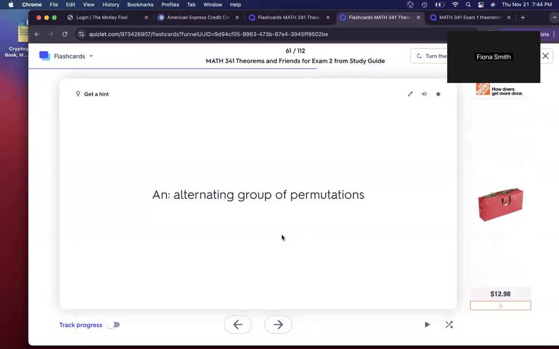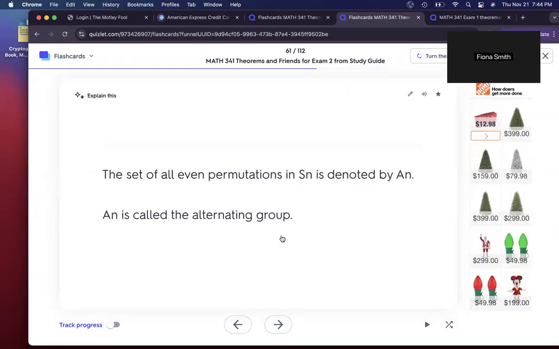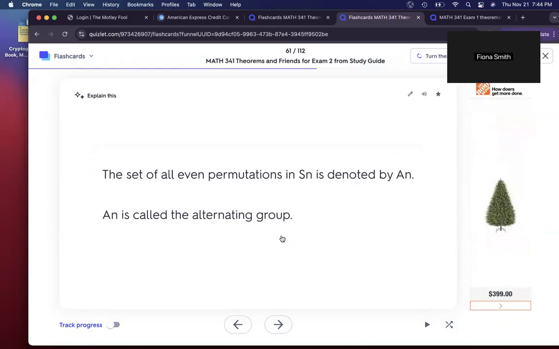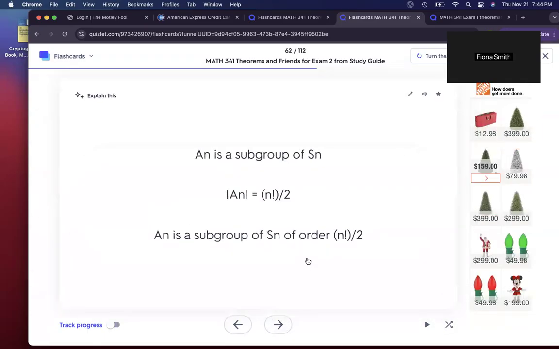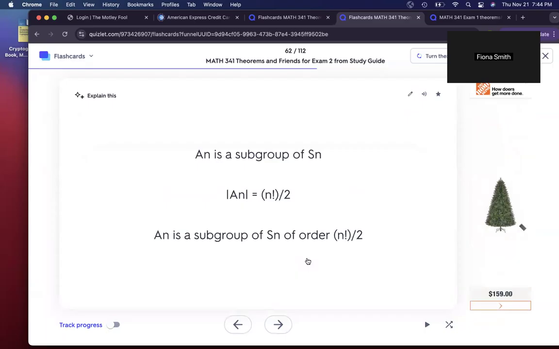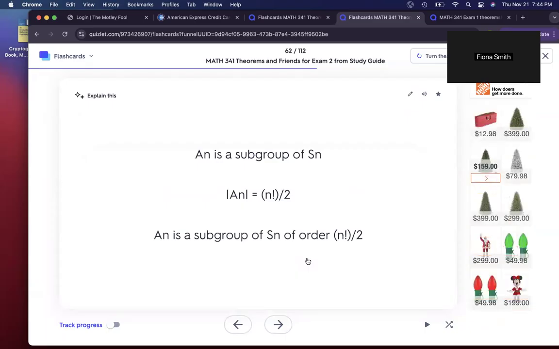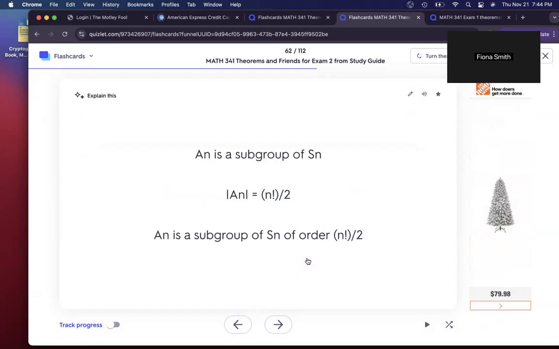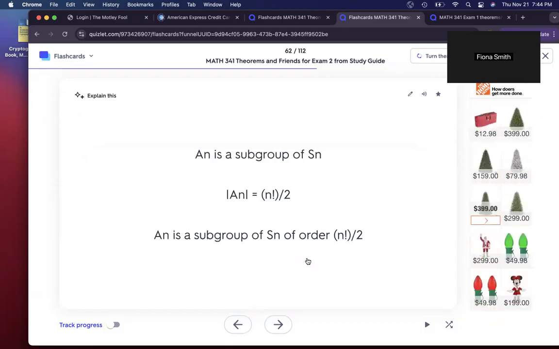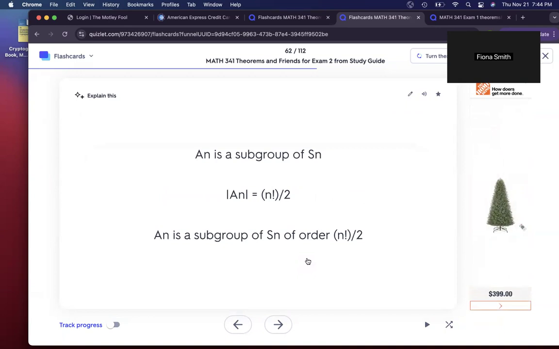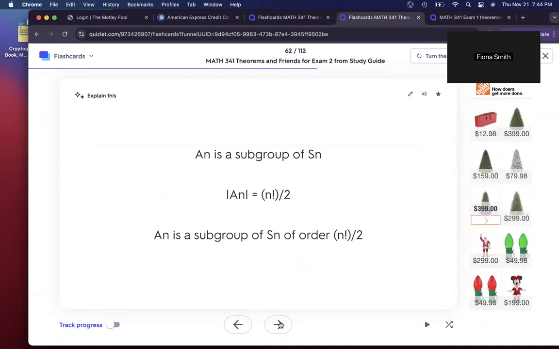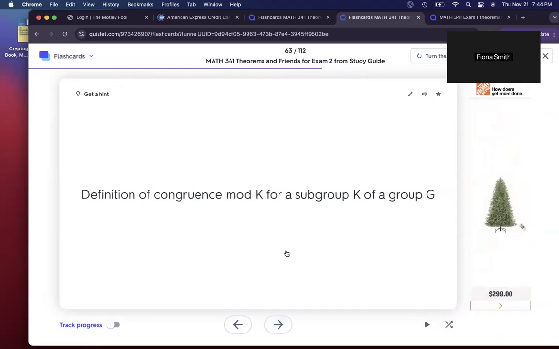An alternating group of permutations is the set of all even permutations in Sn, and it's denoted by An. Theorem 7.29: An is a subgroup of Sn. Duh. The order of An is n factorial divided by 2. So An is a subgroup of Sn of order n factorial divided by 2. Now we're getting into the new stuff.